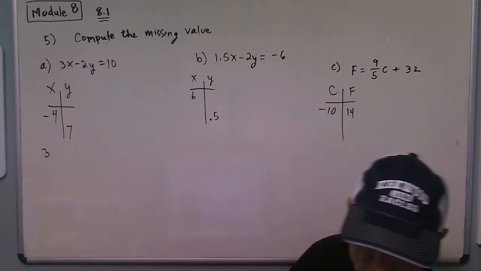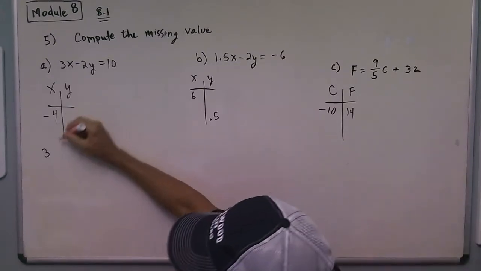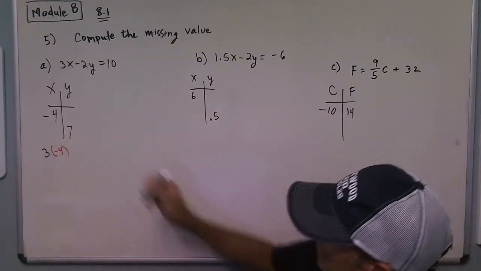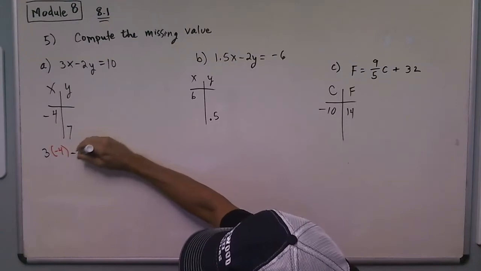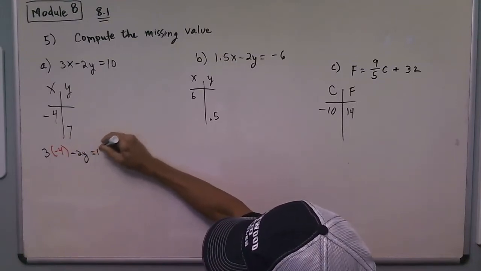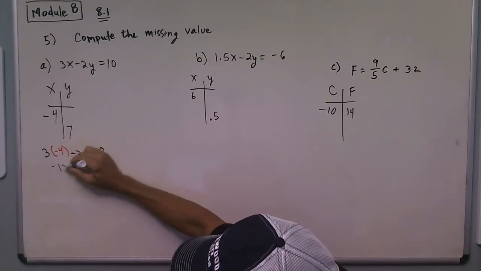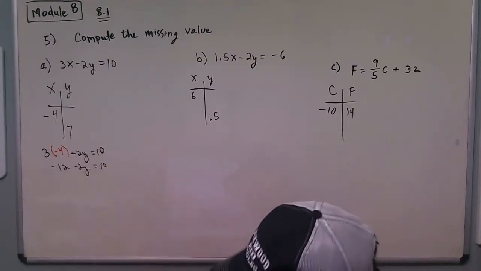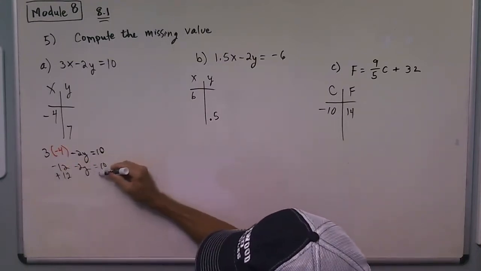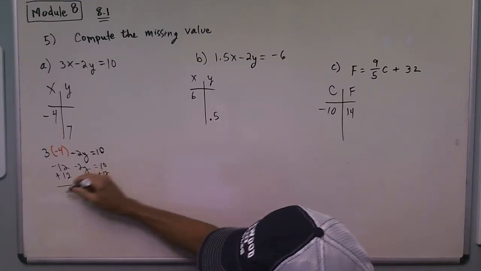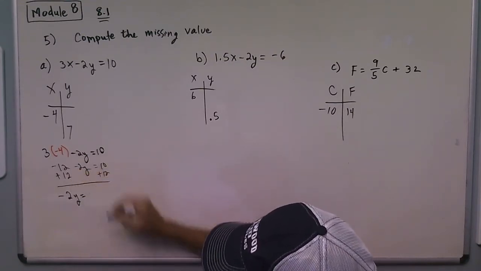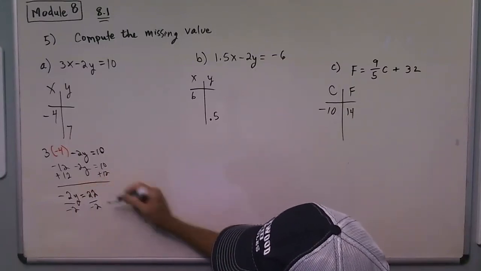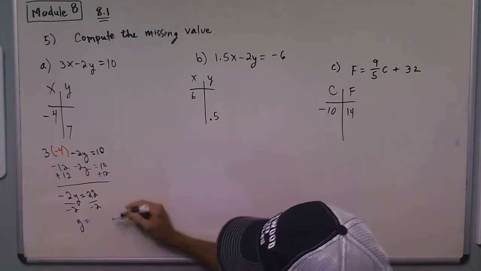And so we have 3, and then we're going to put in this -4 value for x. 3 times -4, and then we have minus 2y equals 10. Then we're going to take care of the math here, do our multiplication, and then we're going to add 12 to both sides. We get -2y equals 22. Divide by -2, and we get y equals -11.